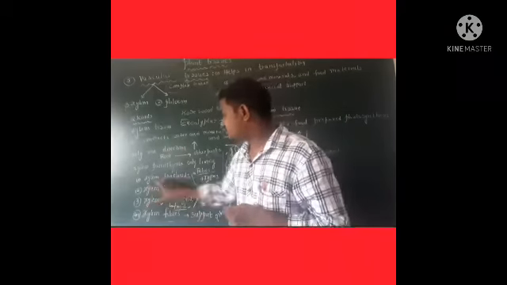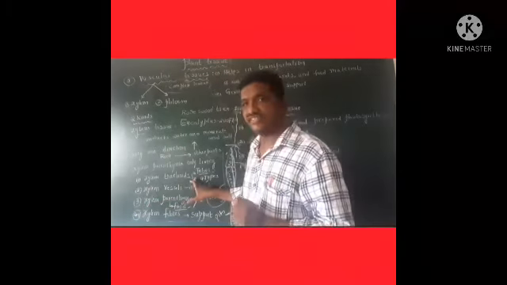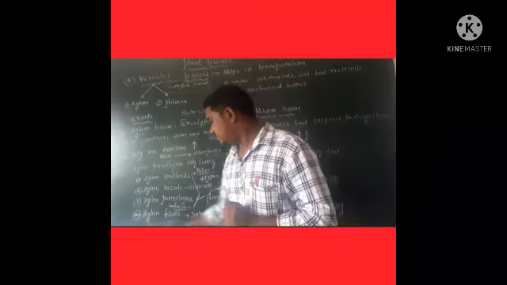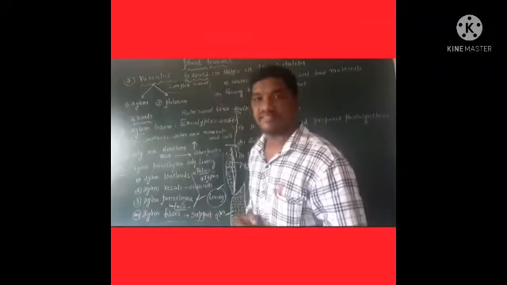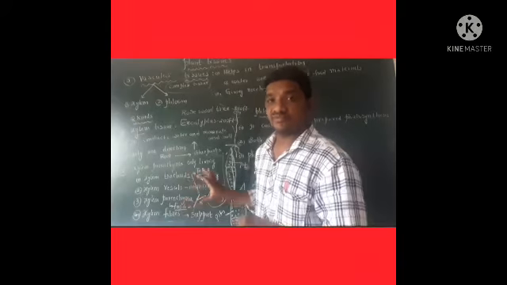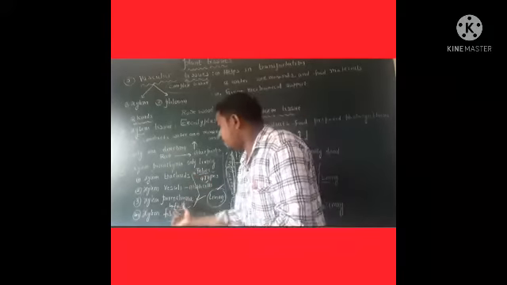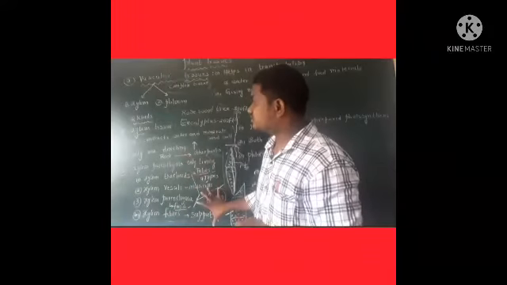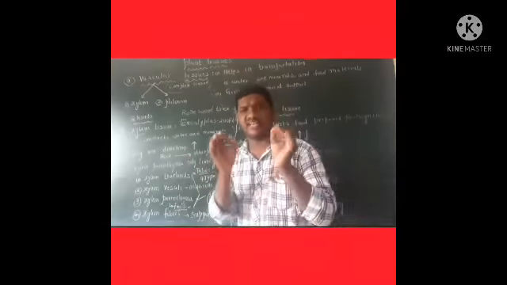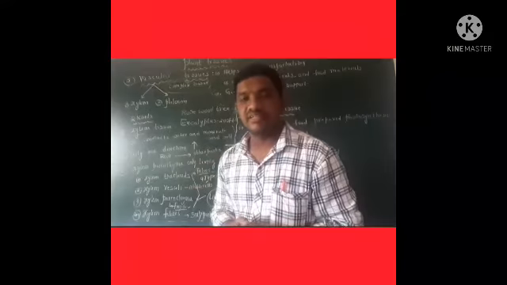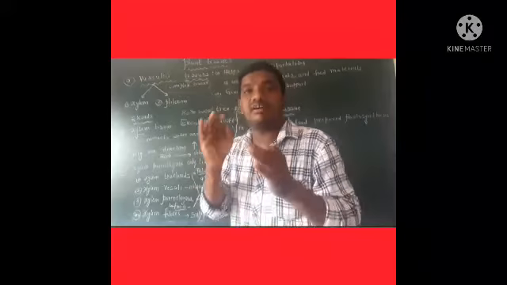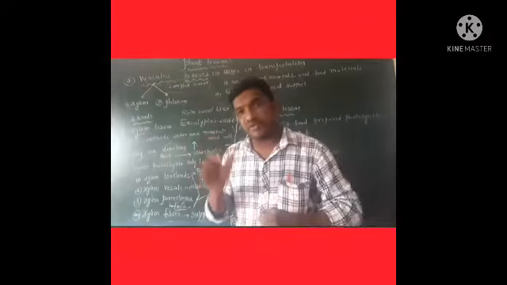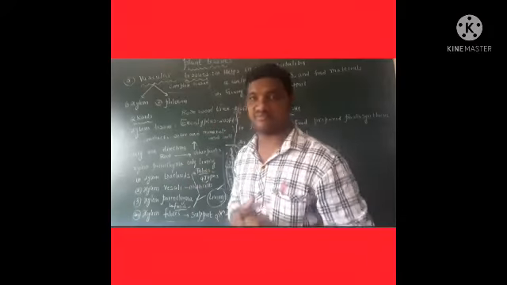For example, xylem tracheids, dead cells. Xylem vessels, dead cells. Xylem fibers, dead cells. Among these four cells, xylem parenchyma only living. Okay, this is about xylem tissue. What is the main function of xylem tissue? It conducts water, minerals and salts from one place to another place within the plant body.